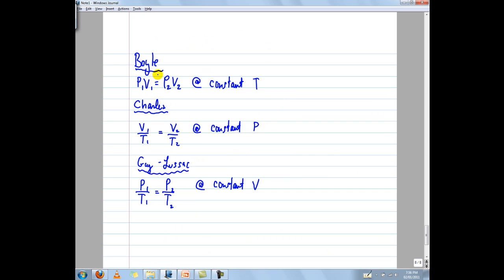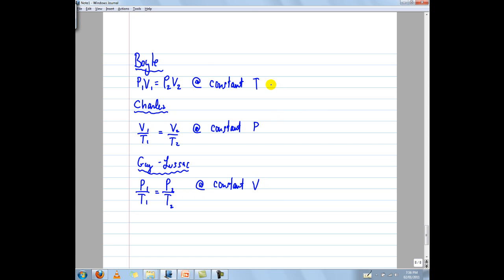Alright, so let's take a look at our 3 gas laws over here. We have Boyle's law stating that P1 V1 is equal to P2 V2 so long as the temperature remains constant. Charles' law states that V1 over T1 is equal to V2 over T2 so long as the pressure remains constant. And finally, Guy-Lussac's law: pressure 1 over temperature 1 is equal to pressure 2 over temperature 2 so long as volume is constant.